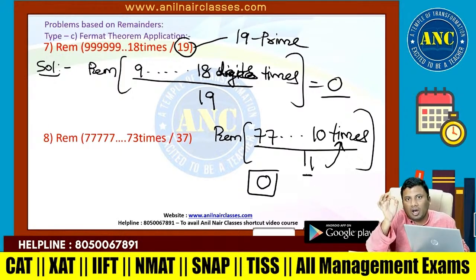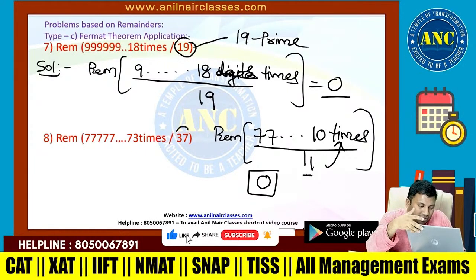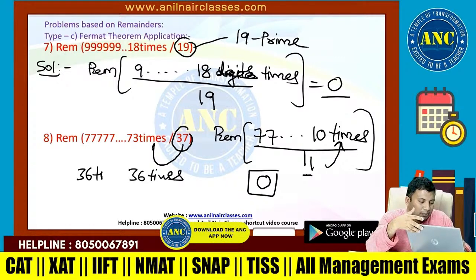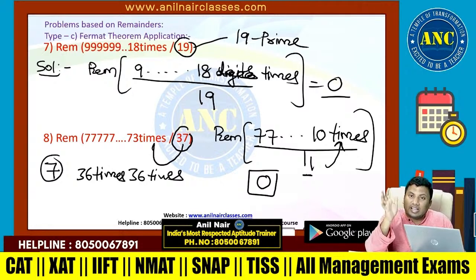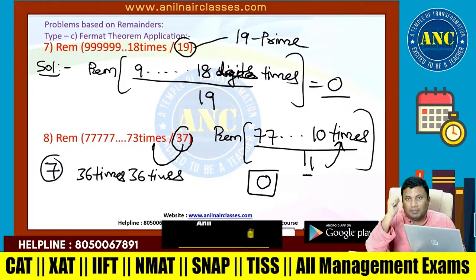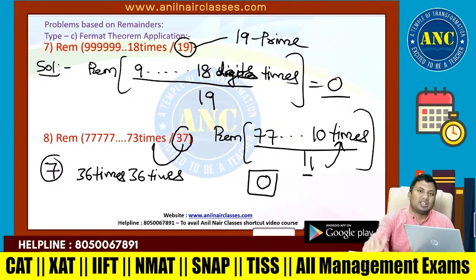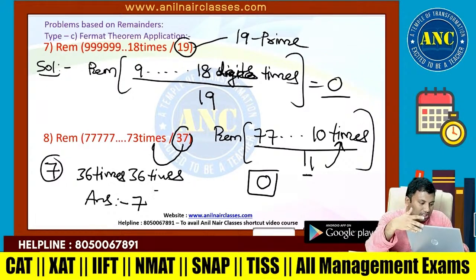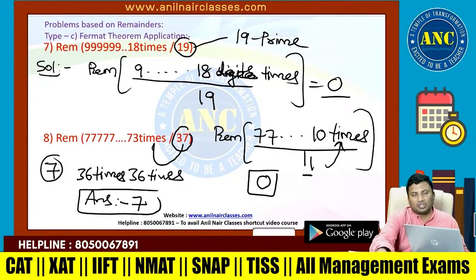Any single non-zero digit written P minus 1 times is always divisible by P if P is prime. This is 37, so this should be 36 times. 36 times it is 0. Any multiple of 36 times is also 0. 36 2s are 72, so remaining is 7 written 1 time. Answer for this question is 7.